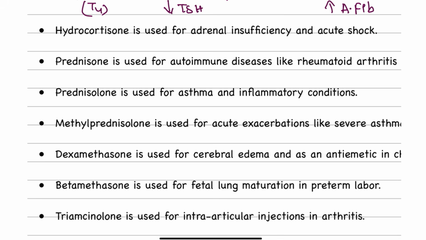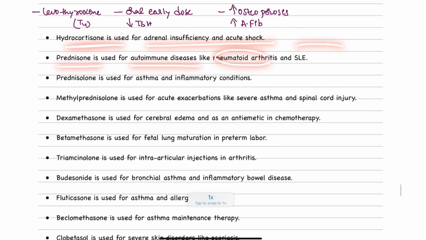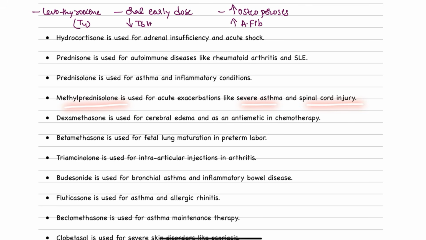So next we are going to discuss the steroids, guys. Hydrocortisone is commonly used for adrenal insufficiency, acute shock. Prednisone is used for autoimmune conditions like rheumatoid arthritis and also lupus patients. Prednisolone is used for asthma and inflammatory conditions. Methylprednisolone is used for severe asthma and spinal cord injury.